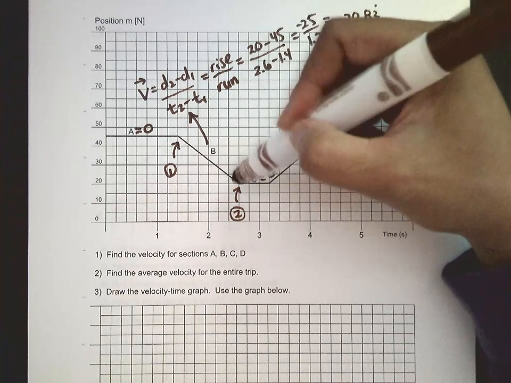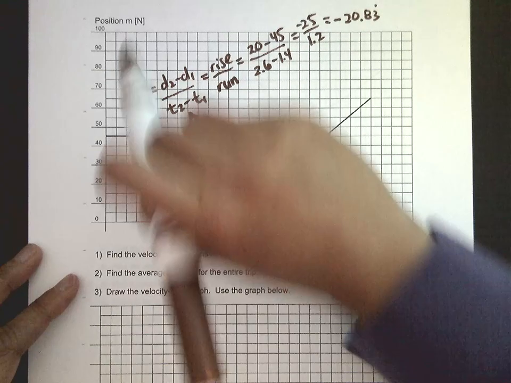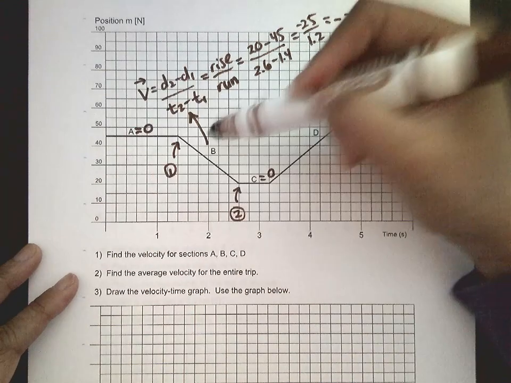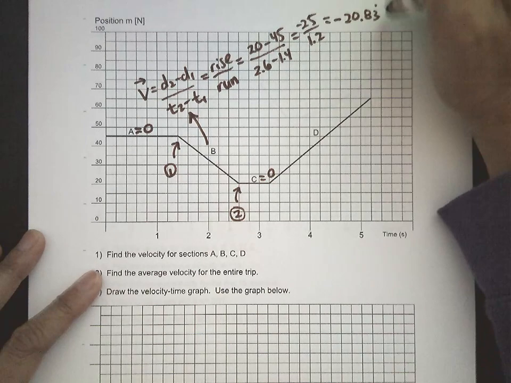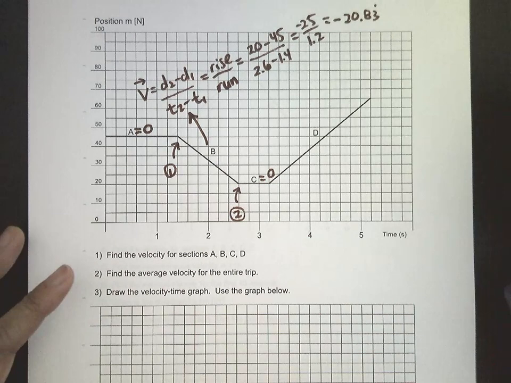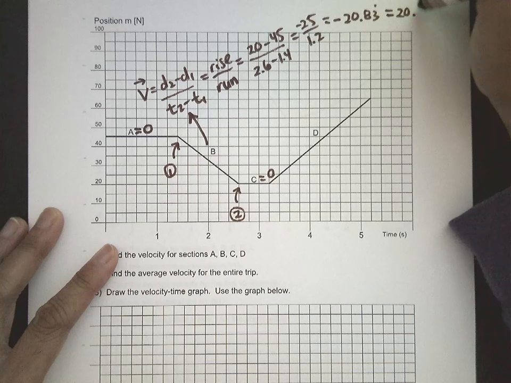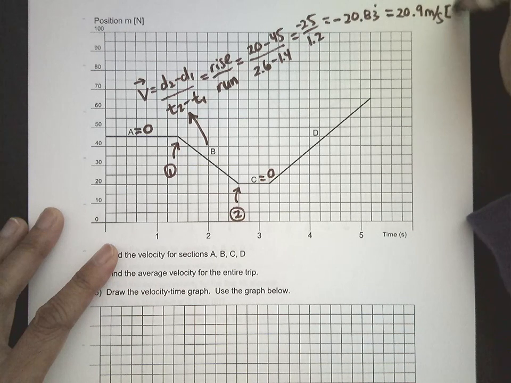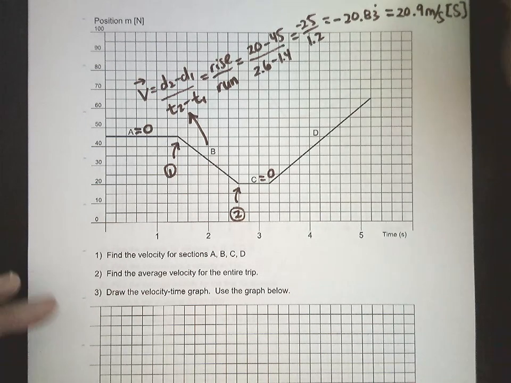It is a negative slope. Therefore, it is going backwards. In this case, we have our direction north. So that means in section B, it's traveling south. If you want to write that, you can. So I'm going to write that down. This is going to be, let's round up, 20.9 meters per second, and this is headed south. Okay. If you want to write negative north, you can.